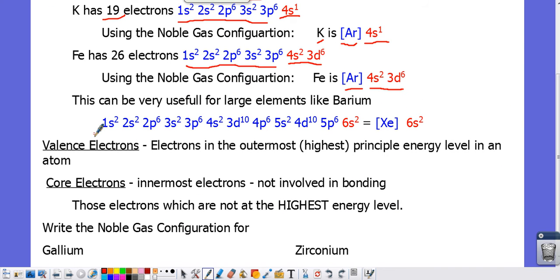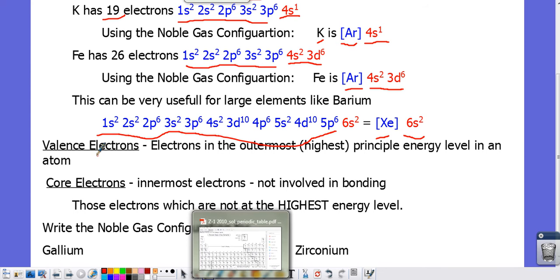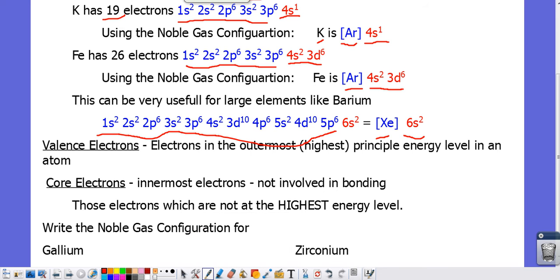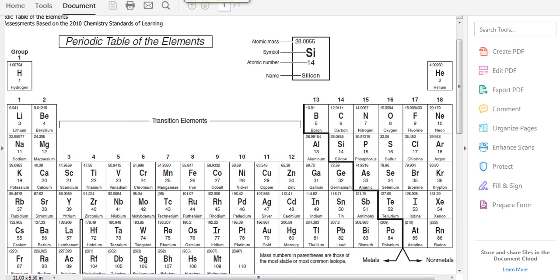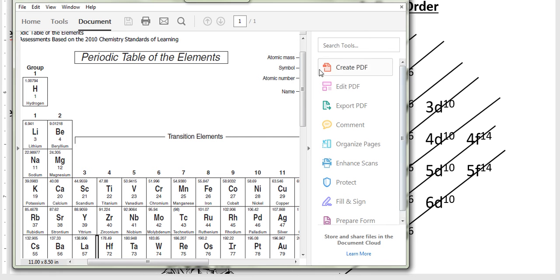Here's barium. Instead of having to write all this down, you could just write down xenon 6s2. Well, how would I know what xenon was without working out the entire configuration? The periodic table is organized really by this pattern. So keep this in your mind here. Let's actually shrink this. Pause for a sec.